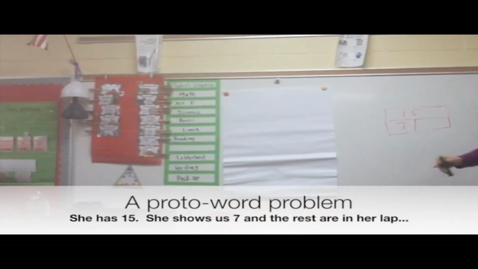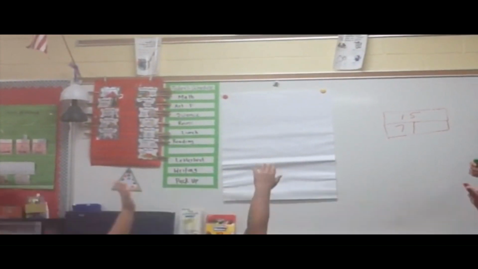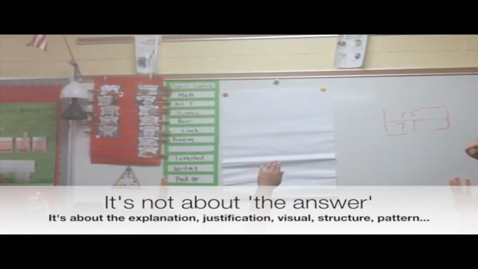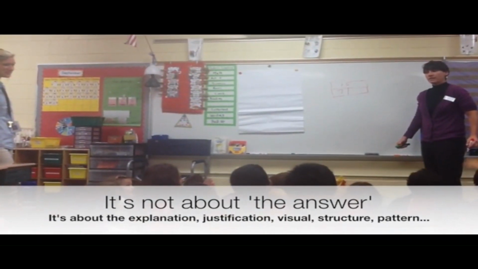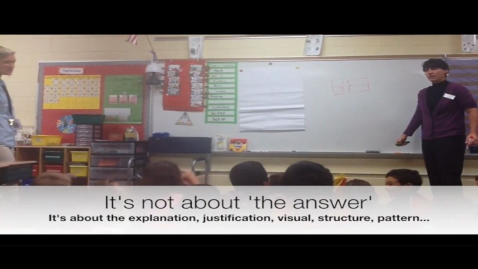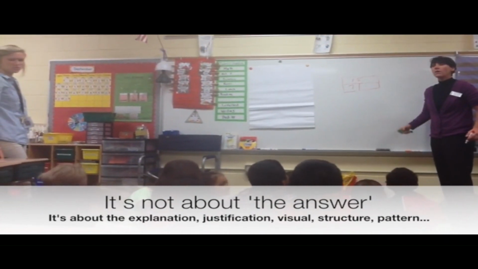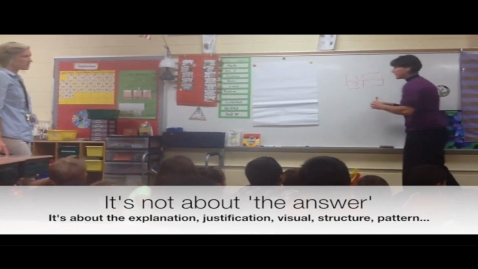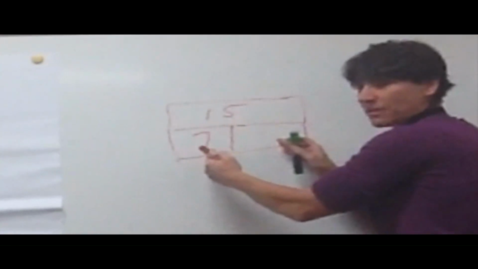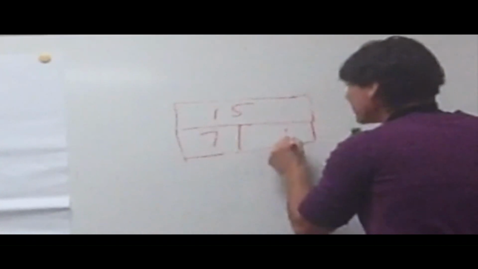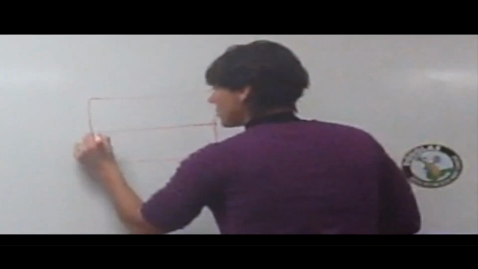Can anybody tell us what she's got in her lap? How many does she have left? 8. How did you know that? Because I noticed that 7 plus 7 equals 14 and just added 1. So if I have 15 blocks and I take 7 away, I know another 7 will get me to 14, but I'd still be missing 1. And so I know all together she must have 8 in her lap. Wow, nice thinking.